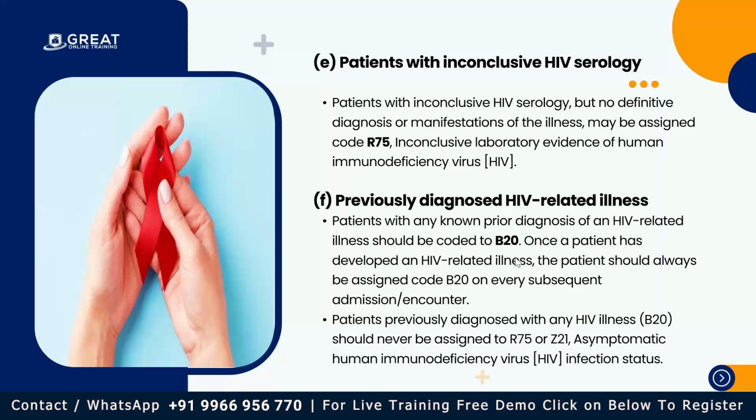This guideline is just for once a patient gets an HIV infection or HIV related illness, and or is treated for it in a previous encounter. If the doctor mentions in a subsequent encounter that the patient was previously treated for an HIV related disease, we have to use the B20 code. This guideline is just for the B20 code. It is not applicable for R75 or Z21. And for inconclusive laboratory evidence of HIV, we have to use R75.